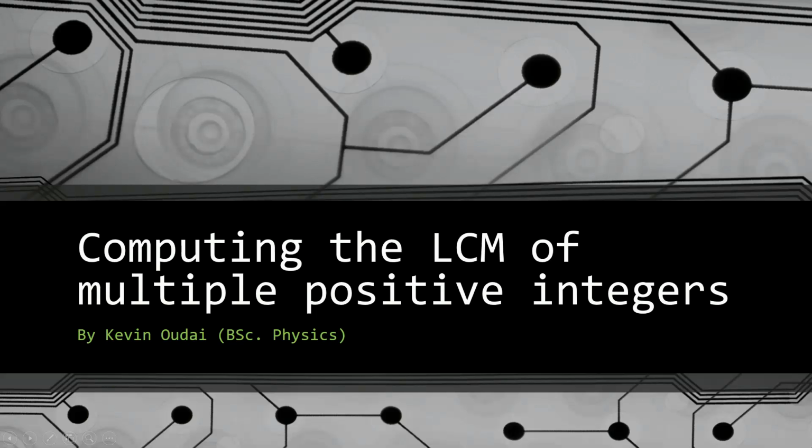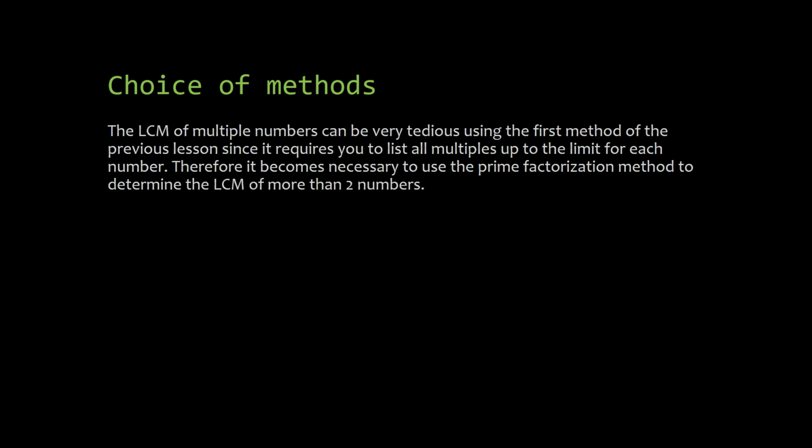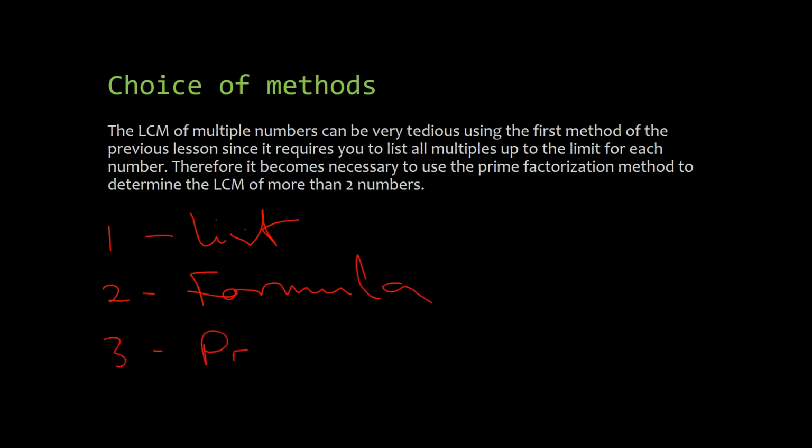So now what I'm going to do is explain how you would go about computing the LCM for multiple positive integers. Let me explain something. There are three methods that we know about. Method number one was simply the list. Method number two was simply the formula. And method number three was the prime factorization. I'll just put PF for now.